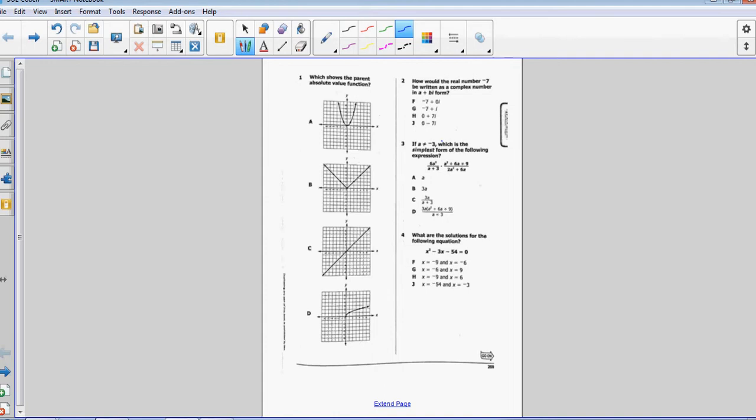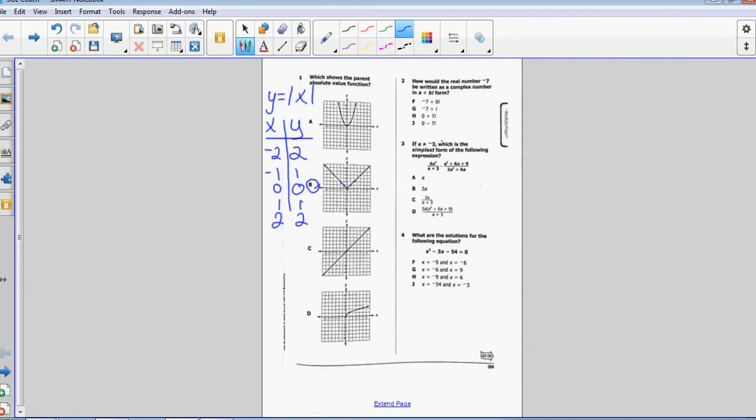So problem 1 says, which is the parent absolute value function? So remember that absolute value is y is equal to the absolute value of x. So if you made a table of values, it would look like this. You have x and y, and x can be anything. But because you take the absolute value of that number, all of the y's are positive. So you'll have 2, 1, 0, 1, 2. So if you look closely at the values, you will see that that's going to match graph B.